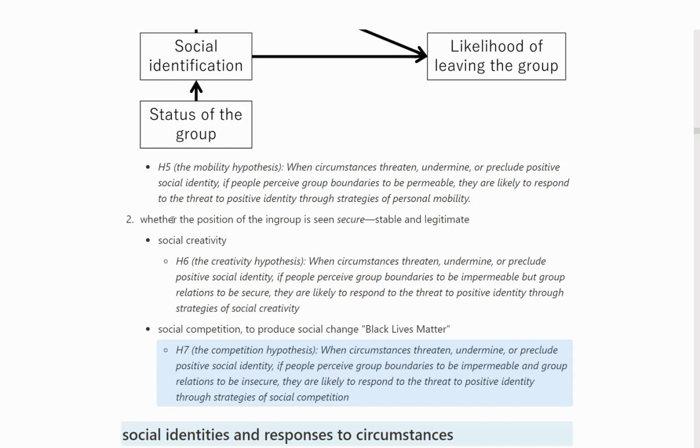So because the position of Black people was seen as unstable and illegitimate, I guess it was especially seen as illegitimate, people went on demonstration, and then they tried to restore their positive identity of Black people.